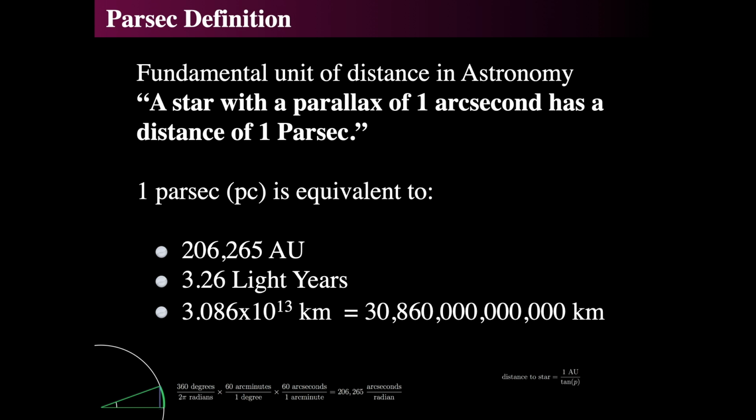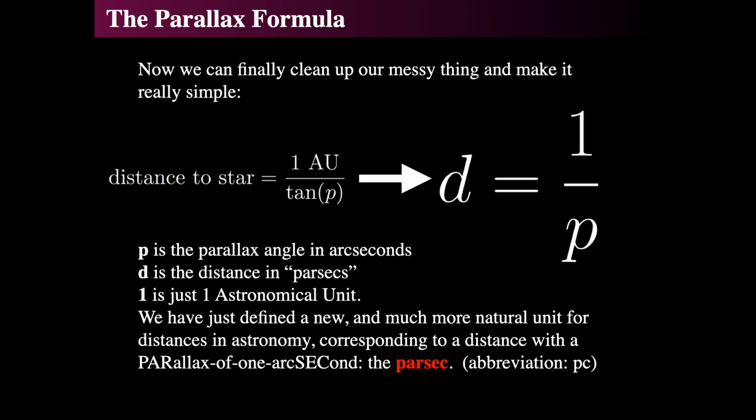Well, that's equivalent to roughly 3.3 light years, or 30 trillion kilometers, which is a long way away. All right, so now let's take this thing and flip it around, and we can clean up our little formula and say the distance to the star, which we'll call d, is equal to 1 astronomical unit divided by the tangent of p. Well, we know that for very, very tiny angles, we can make the tangent of p equal just to p.